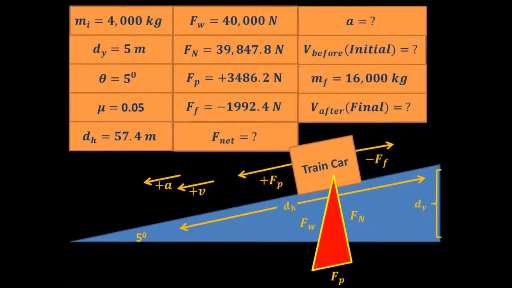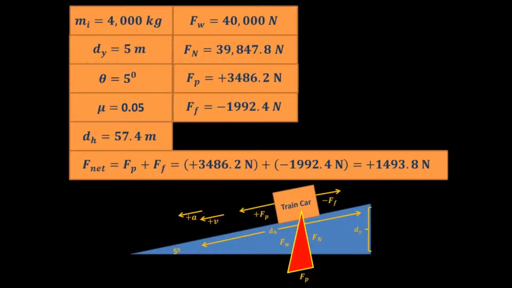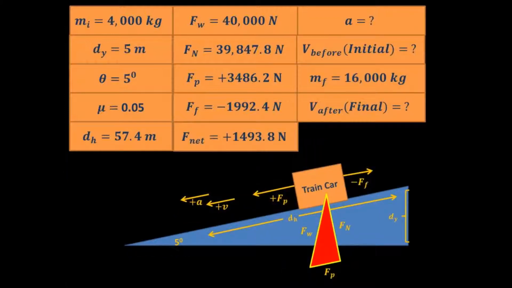The next value to calculate would be the F net of the train car. The F net of the train car would be the sum of Fp and Ff. Remember that Fp is positive, Ff is negative, Fp is larger, therefore F net will be a positive 1,493.8 newtons. F net is written in as positive 1,493.8 newtons.